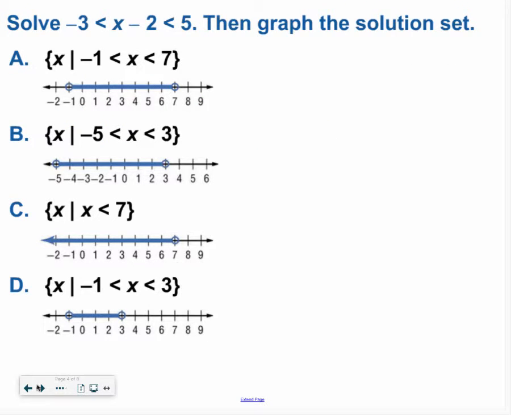Go ahead and take a look at this problem on your own, see how you do. Hopefully you determined that negative 1 is less than x is less than 7.